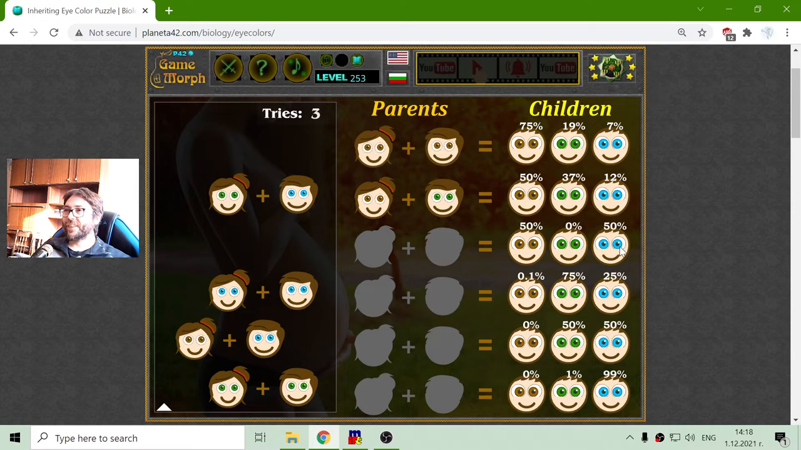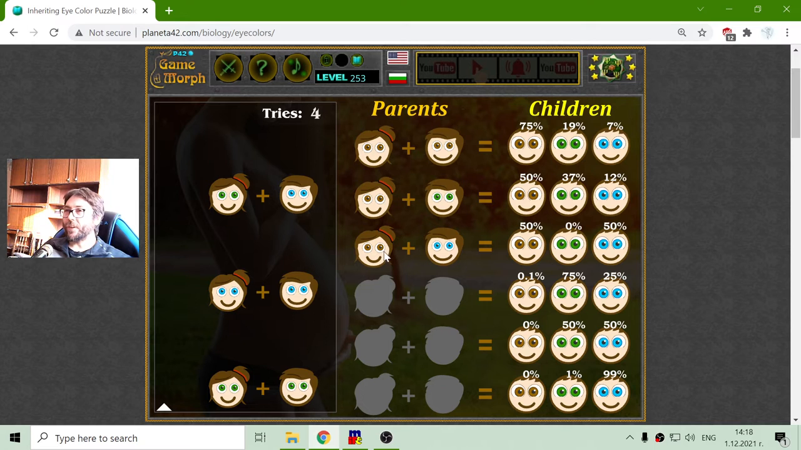Okay, and the third variation, that should be brown eyes and blue eyes. So if we have parents with brown eyes and blue eyes, the probability to get an offspring with green eyes is, well, it is not probable. So we can get either brown eyes or blue eyes offspring.